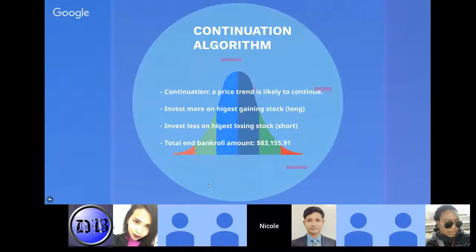So for the continuation algorithm, continuation patterns indicate that a price trend is likely to continue. So our algorithm invests more money on the highest gaining stock, assuming that it would gain value, and invests less money on the highest losing stock. So essentially, it's buy long, sell short, and we ended up having a total bankroll amount of $83,155.91. We started out with $100,000.